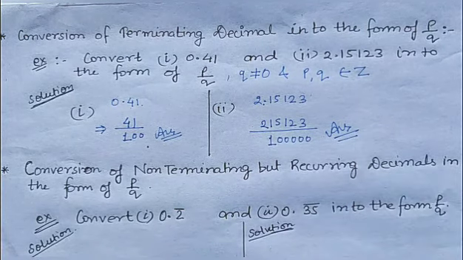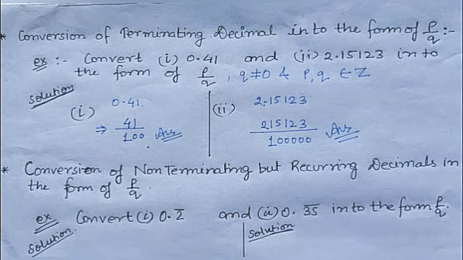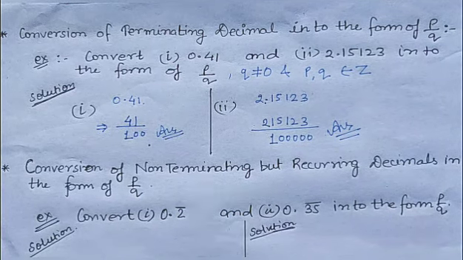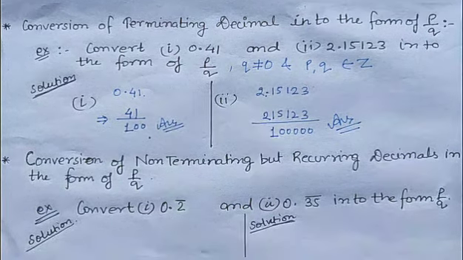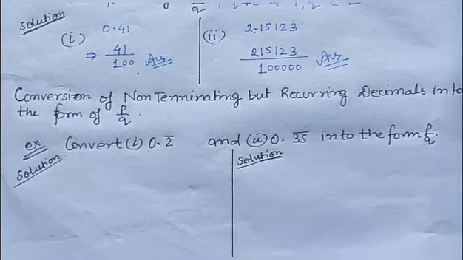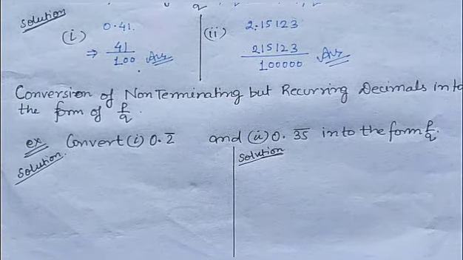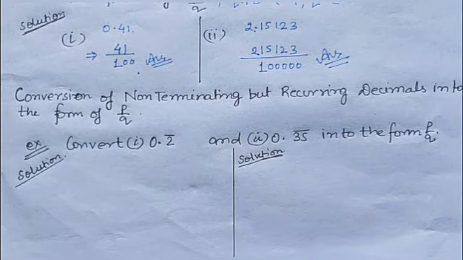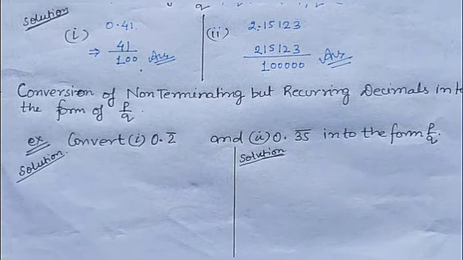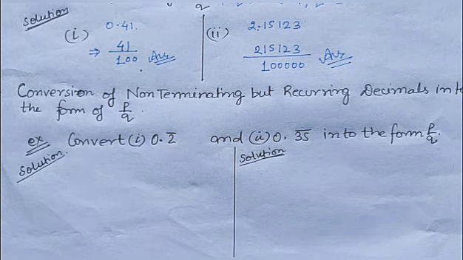So this is very easy, that is how we can write a terminating decimal in the form of p by q. Now the important one, we are going to see the conversion of non-terminating but recurring decimal into the form of p by q. Our first question is convert 0.2 bar into the form of p by q. See students, how we can convert it.